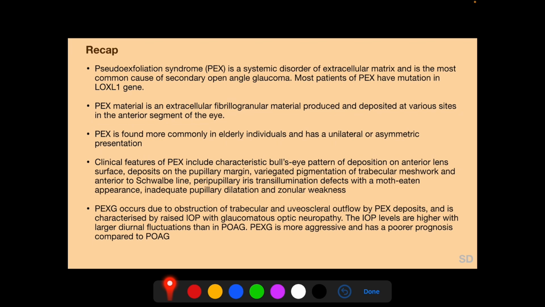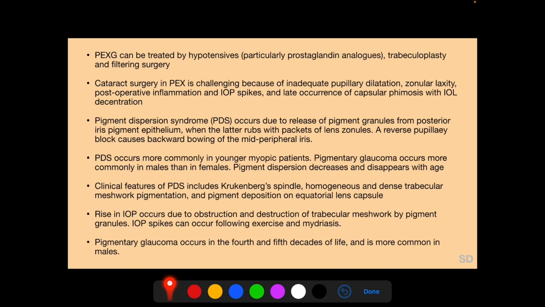Pseudoexfoliation glaucoma occurs due to obstruction of both the trabecular and the uveoscleral outflow pathways by these deposits and is characterized by raised intraocular pressure with glaucomatous optic neuropathy. The intraocular pressure levels in pseudoexfoliation are higher with larger diurnal fluctuations as compared to primary open-angle glaucoma. Pseudoexfoliation glaucoma is more aggressive and has a poorer prognosis as compared to primary open-angle glaucoma.